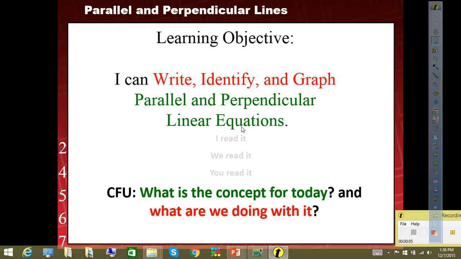You don't need the Frayer model, which means you don't need the little box that we draw, right? Because we already know what linear equations are. But today, we're going to look at a set of lines or equations that are either parallel or perpendicular. Okay? So once again, we don't need a Frayer model. We do need steps. So copy these 5 steps. It's only 5.